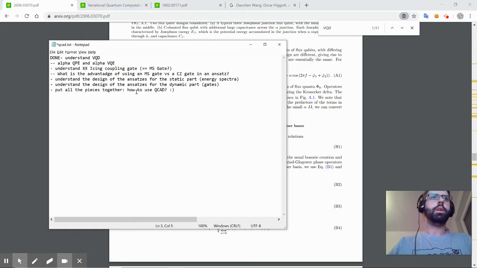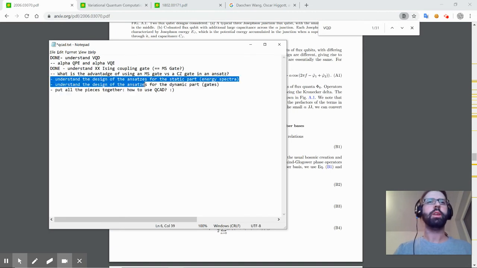So that's done. What else is done? This is done. And this is for later. And so I think there's no advantage in using an MS gate versus a control Z gate, but I want to understand a bit more why that is enough. Those are different types of gates; the MS gate is native to an ion trap computer. That's also one in the email that I got from the authors, they mentioned that, and it kind of makes sense. But I don't know if I'm happy with this explanation. So I think my next step would be to understand the design of the ansatz a bit better.